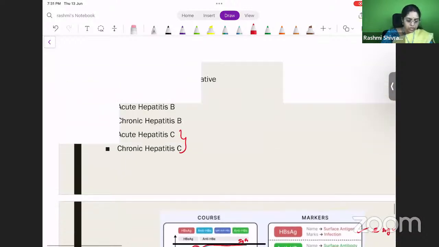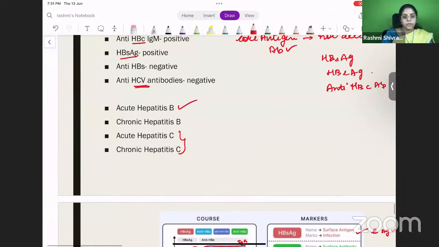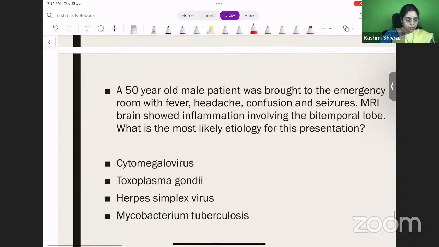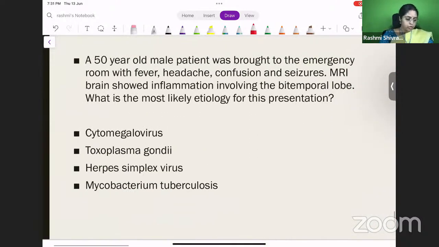So the answer to this is the patient is having an acute hepatitis B, right? Okay. So next one is the 50-year-old male patient was brought to the emergency room with fever, headache, and confusion and seizures. MRI brain showed inflammation involving the bitemporal lobe. What is the most likely etiology for this patient?